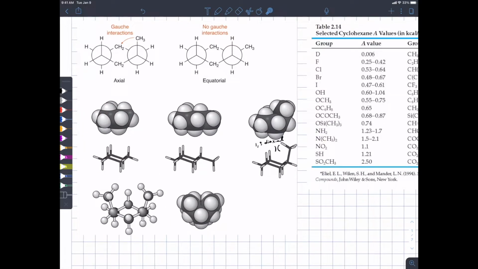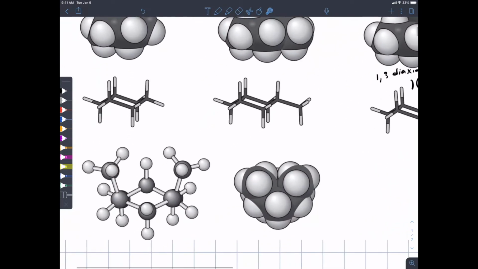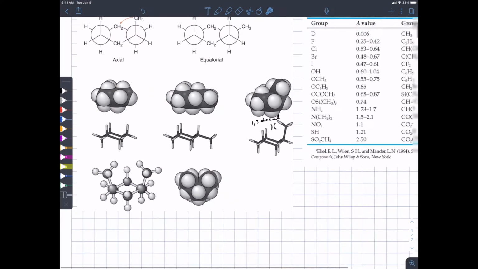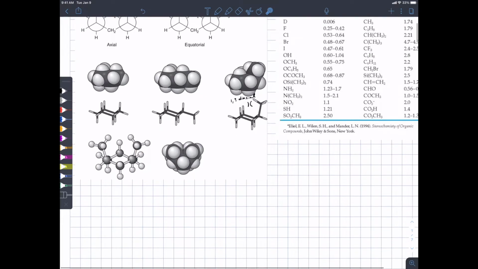Lastly, as you start to add more groups, axial conformations become less perfect. So you can see that these two methyl groups that are axial to each other are not perfectly axial, and this is no longer a perfect chair. The chair will try to distort itself to avoid steric problems.